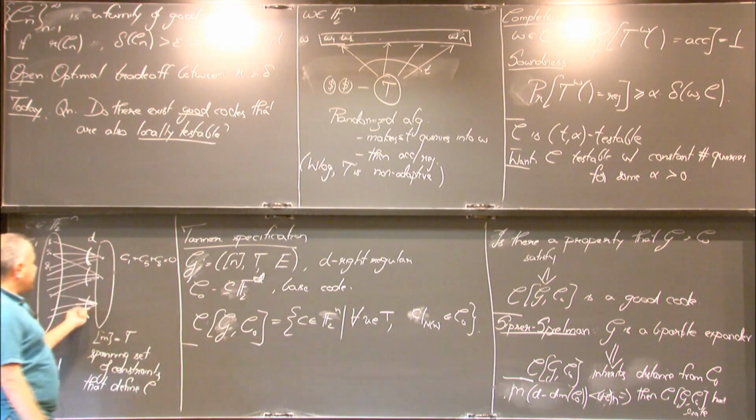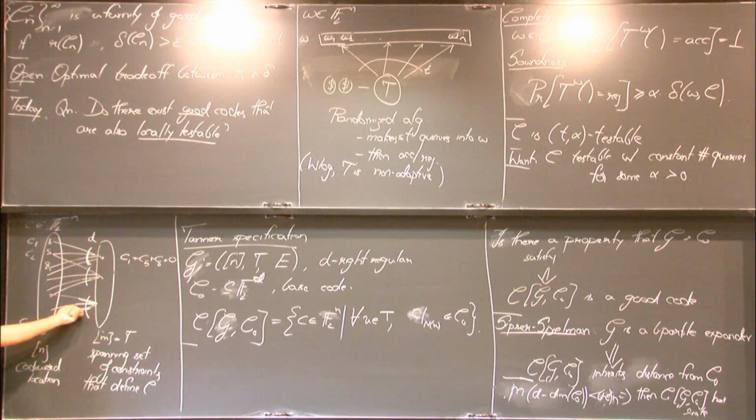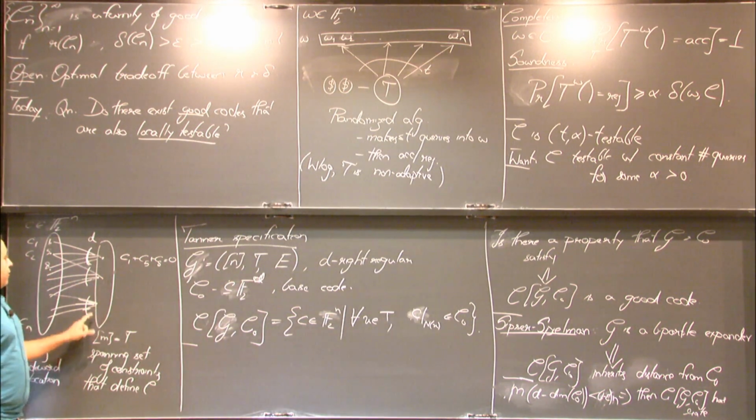And in fact, when you have such a graph, there's a very natural test associated with it, which is just to pick a random vertex on the left, query it, and check if that local view is a member of C naught. In fact, we'll ask further: is there a graph such that the corresponding Tanner code is testable with this natural test defined by the graph? Is the question clear?